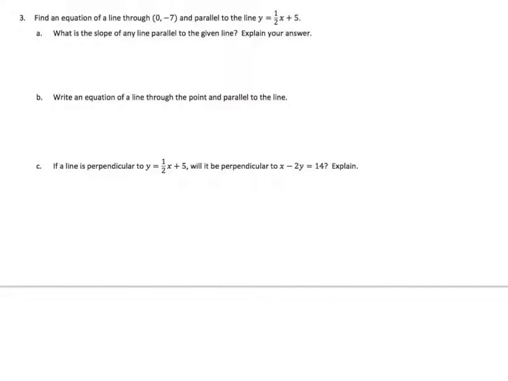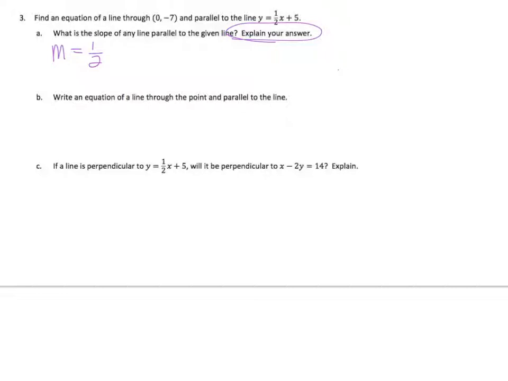All right, find an equation of a line through (0, -7) and parallel to the line y equals 1/2 x plus 5. So our slope here, what is the slope of any line parallel to the given line? Slope is 1/2 because parallel lines have equal slopes. Write an equation of a line through the point and parallel to the line. Use whichever method you want.